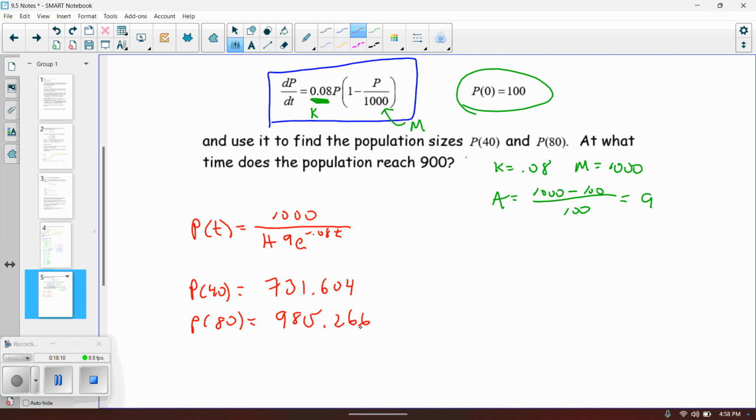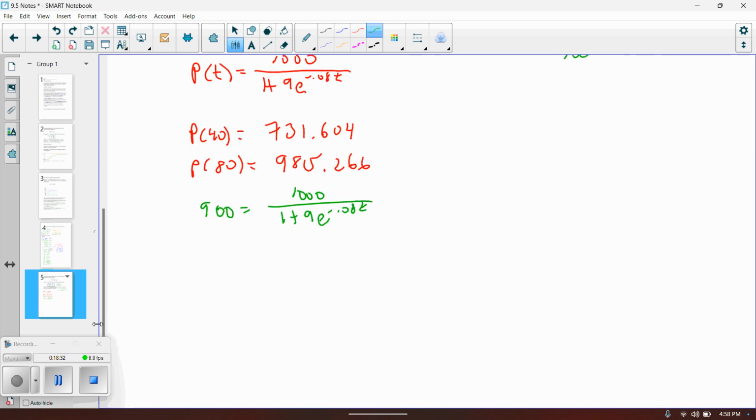Last part is asking us, at what time does the population reach 100? Well, excuse me, 900. So in that case, we're going to plug in 900 and set that equal to 1,000 over 1 plus 9 e to the negative 0.08 t. Okay, again, multiple ways you could go about doing this. I guess we can go through it real quick here. It should take about a minute or so.